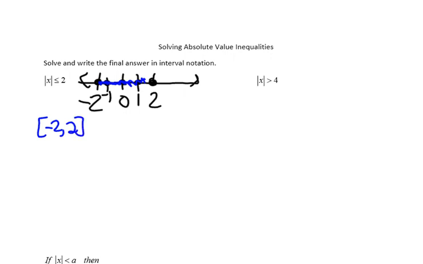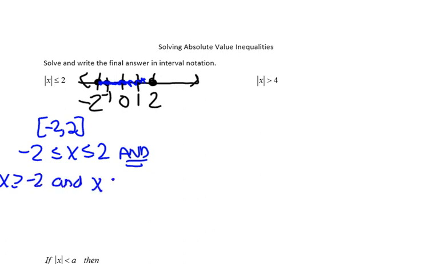Now, I would like to be able to write this out as two simpler inequalities. Well, one option could be that -2 is less than or equal to x, which is less than or equal to 2. Now, you know this is an and compound inequality, so I can rewrite this as x is greater than or equal to -2 and x is less than or equal to 2. Notice when I rewrite them in either of these forms, the absolute value bars go.